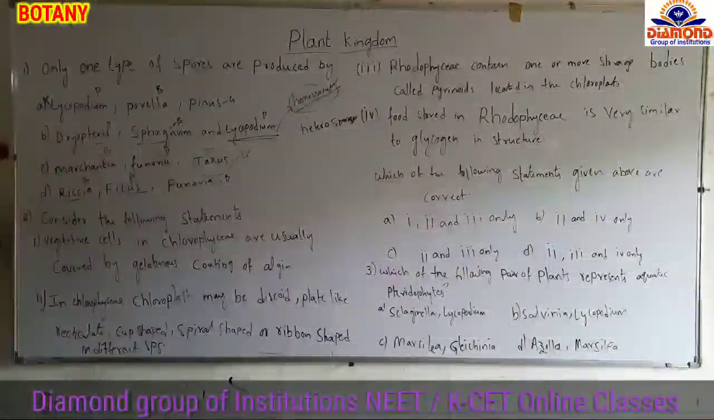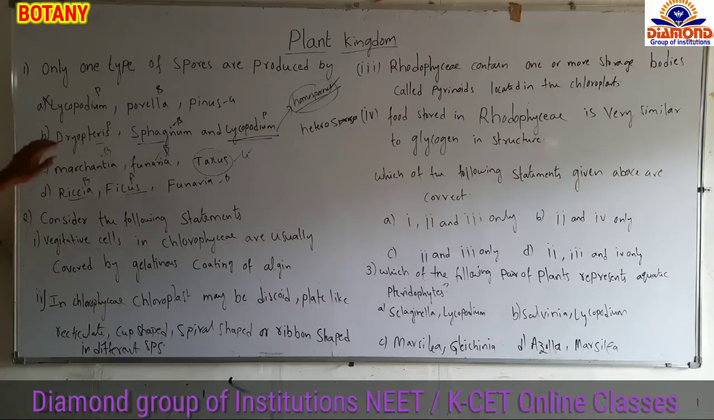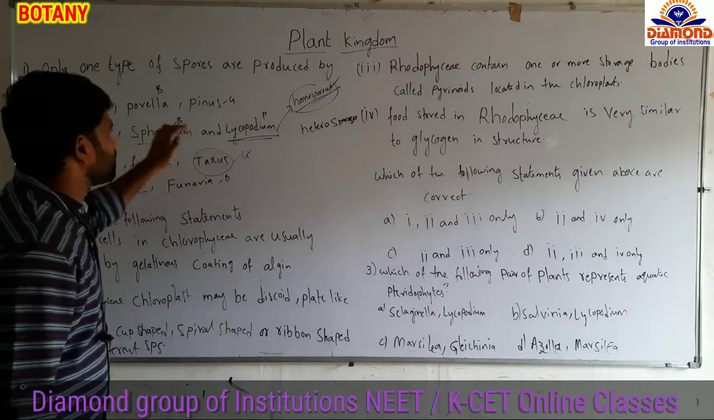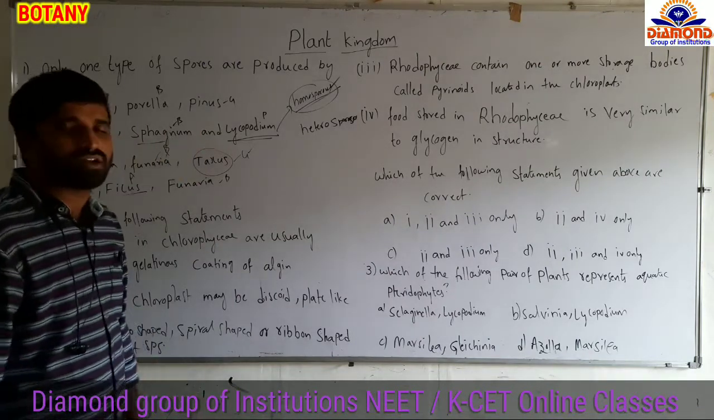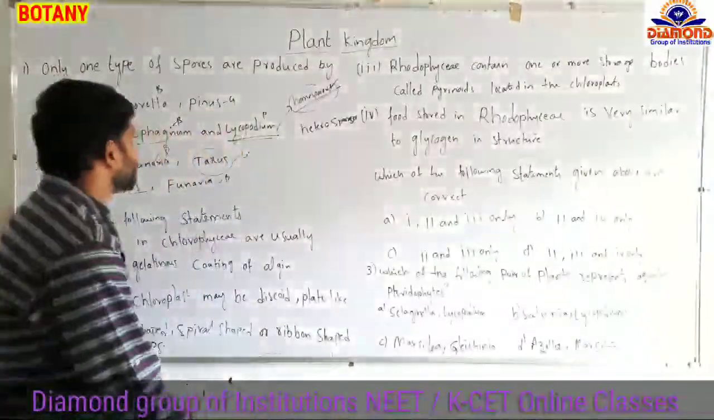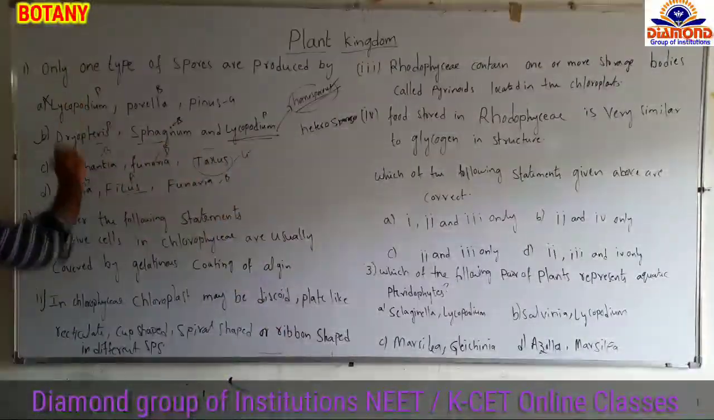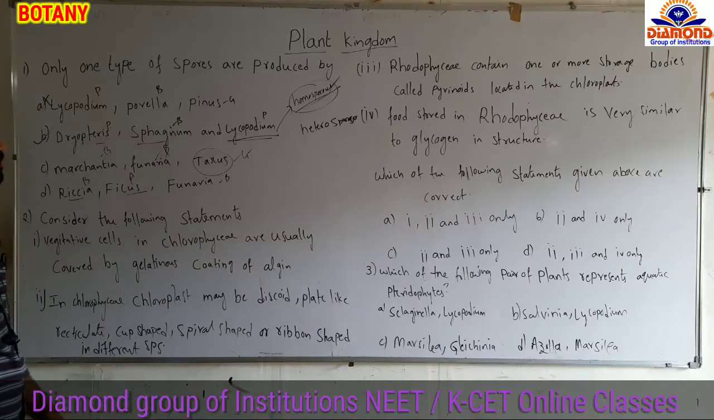So out of the four given options A, B, C, D, only in option B are Dryopteris, Sphagnum and Lycopodium, three plant species, all homosporous. That's why the answer is B. We can see one type of spores in option B.